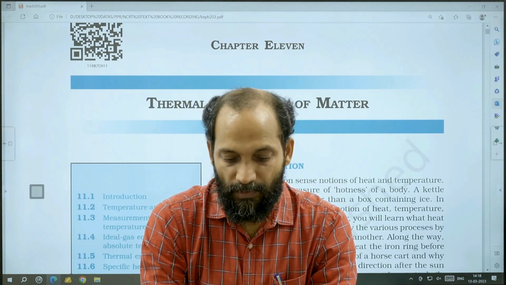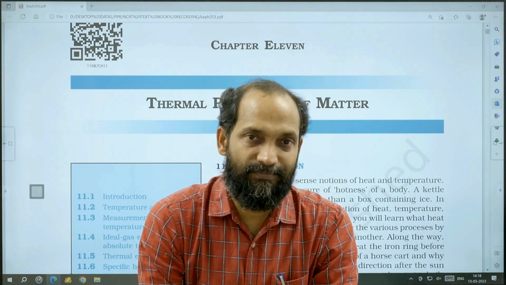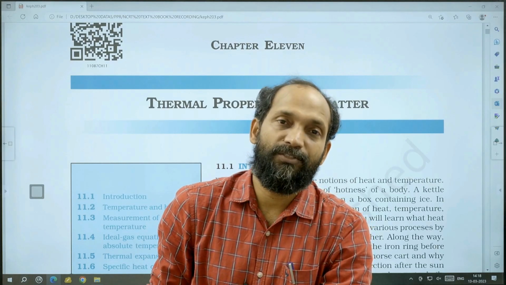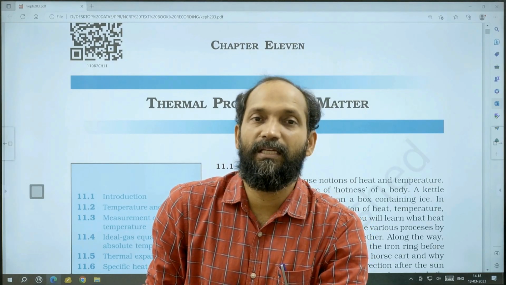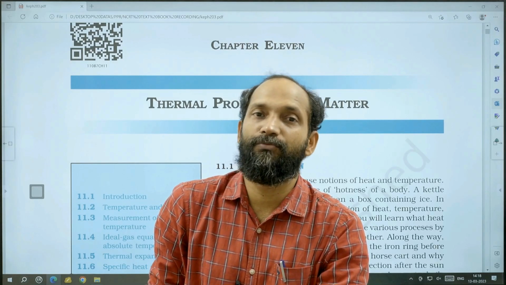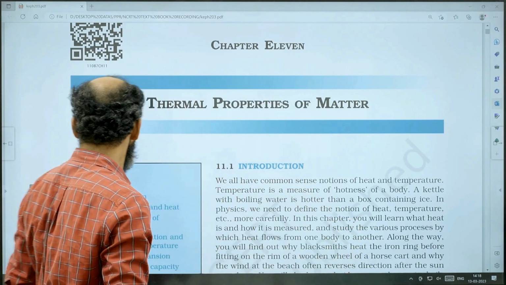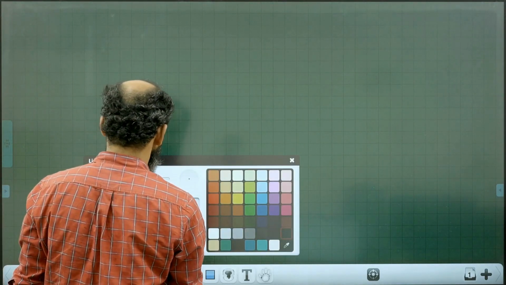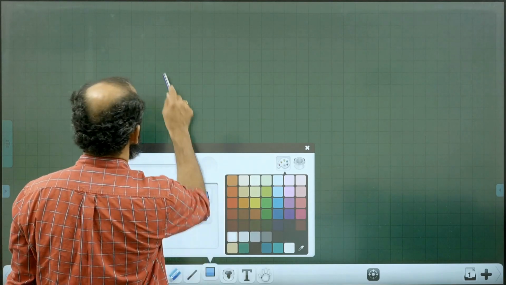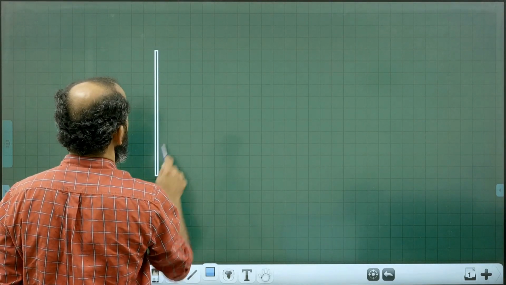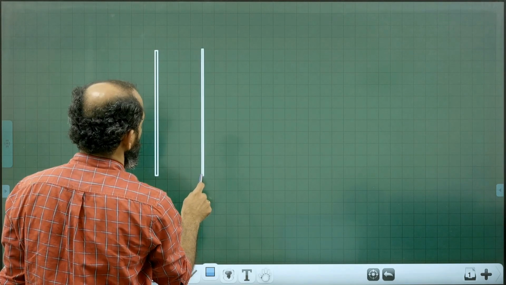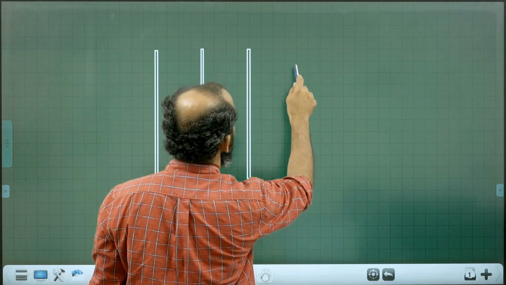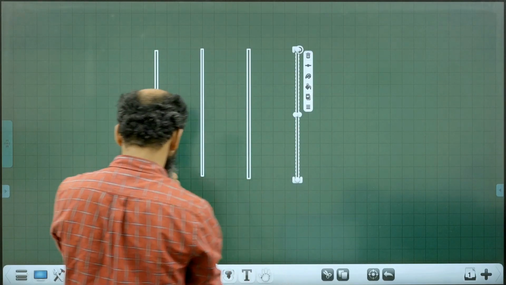Now, different thermometric scales. The basic thermometric scales are the degree Celsius, degree Fahrenheit, and Kelvin scales. Comparison of all these scales with an unnamed thermometric scale. Here, if you choose a thermometric scale like this, that can be compared with other thermometric scales in different graduations.